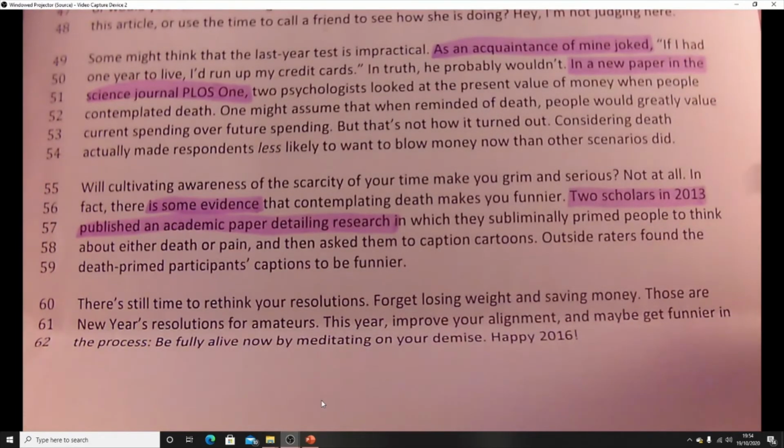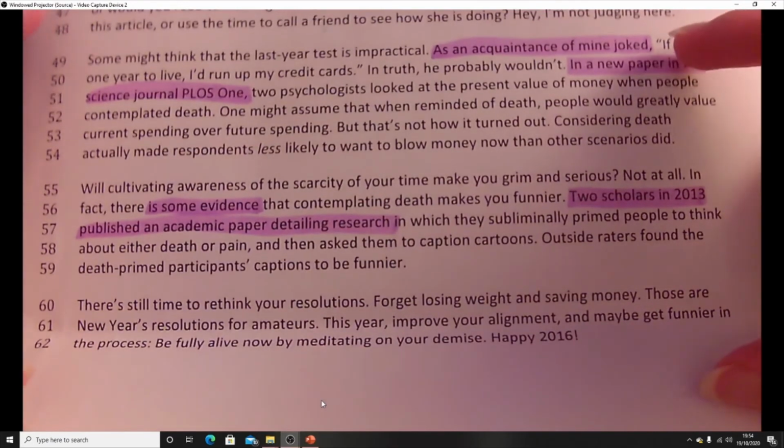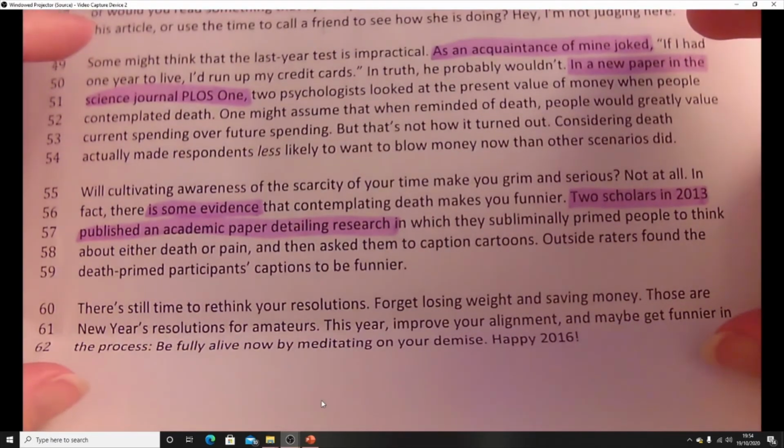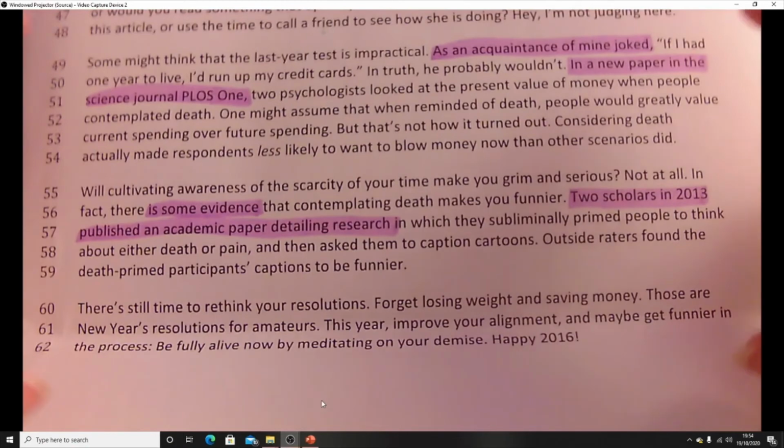I'm just thinking about how much I've got to read there, so just make a sensible estimate of what to read for this question.